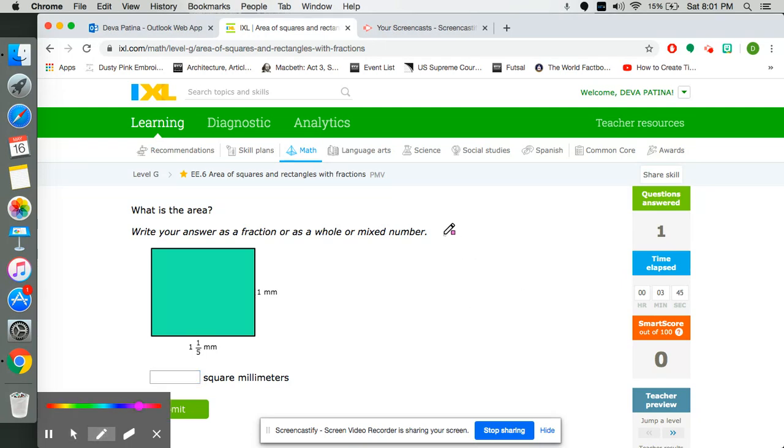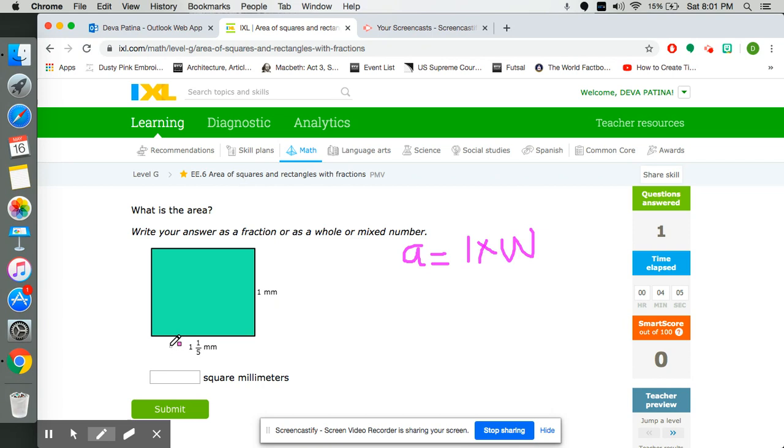So the first thing we need to know is what is area and how do I find it? Well, area is, like I said, everything inside of a figure. It is also length times width. So, the length of a side times its width.